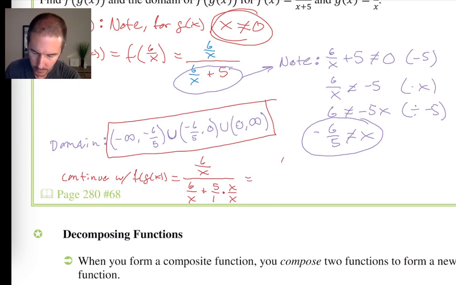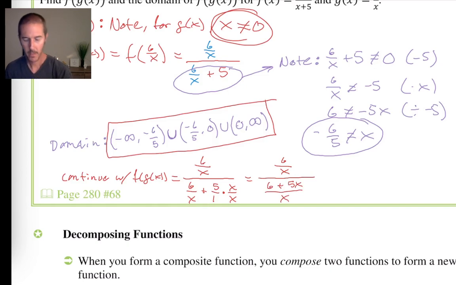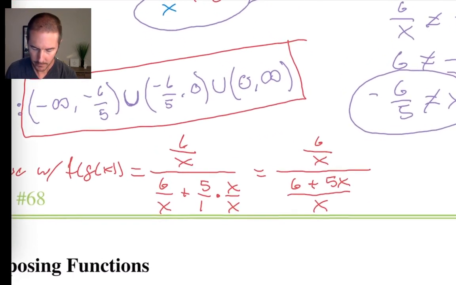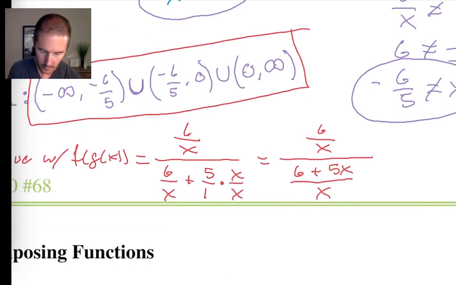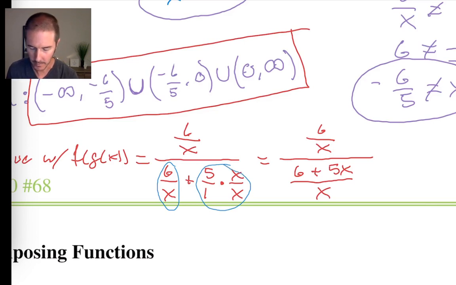This is equal to 6 over x, all divided by 6 plus 5x all over x. Because I have a common denominator down here now. This term has a denominator of x. This says 5x over x. They have the same denominator, so I can add my numerators together and write them all over my common denominator.